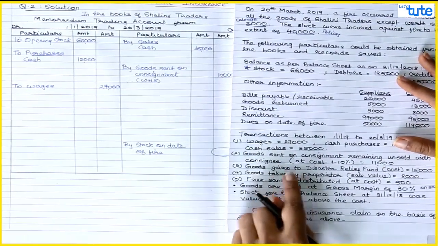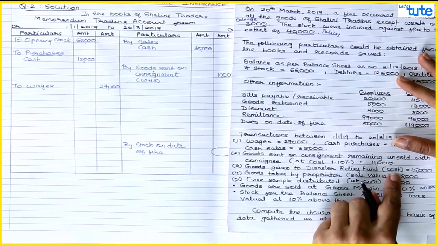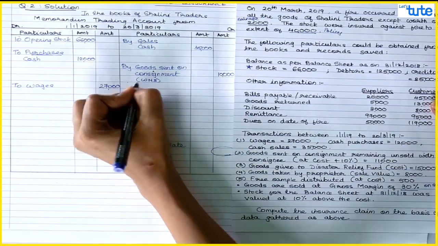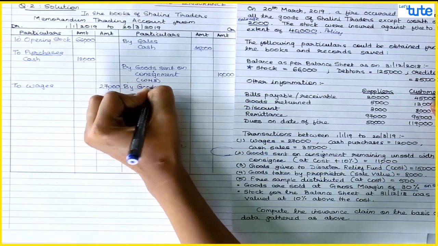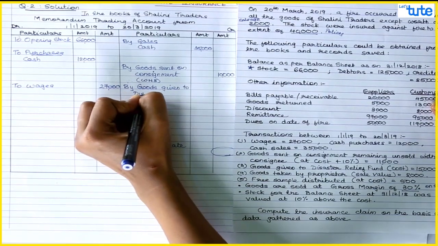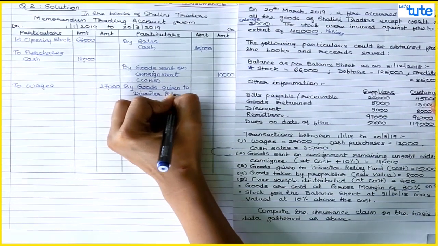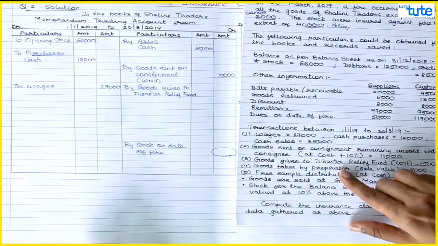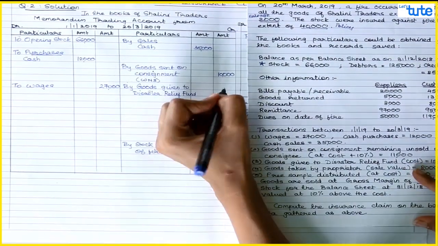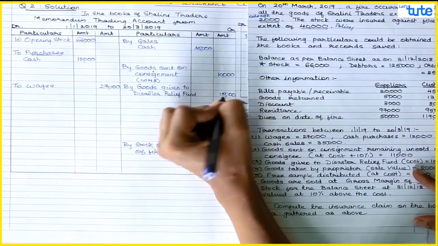Next, goods given to disaster relief fund at cost. So again, these goods are going out of the business. So credit by goods given to disaster relief fund, this is at cost. So we directly take cost of 15,000.